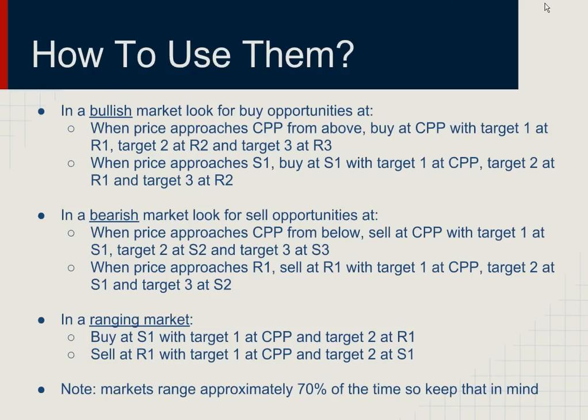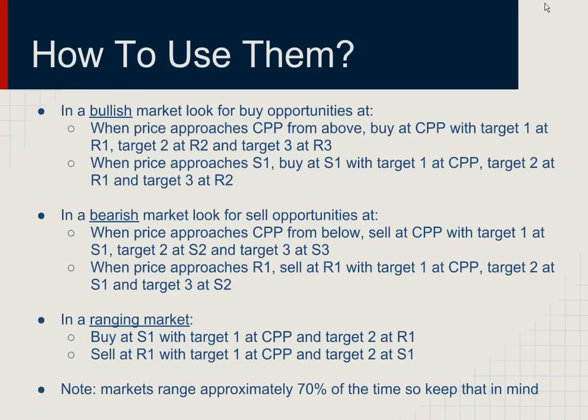In a bearish market, we would look for sell opportunities or short opportunities at the central pivot point, for example. So if price just moved up into the daily central pivot point, then we would sell it there with the first target at S1, support 1, second target at S2, and target 3 at S3, and so on.